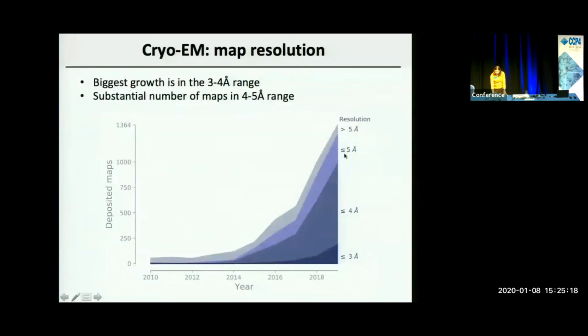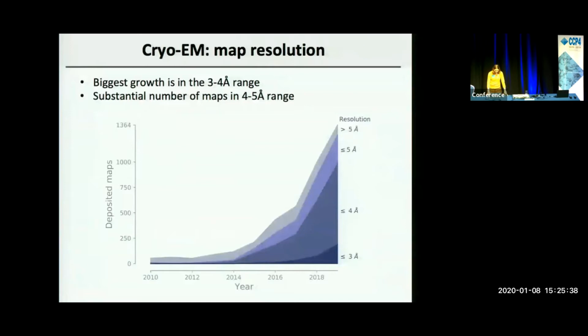So what we can see here is that the biggest growth is in the range of 3 to 4 angstrom. And we also have a substantial number of maps in the range of 4 to 5. But now in the last year, we also can see that we have more and more high resolution structures, maps.